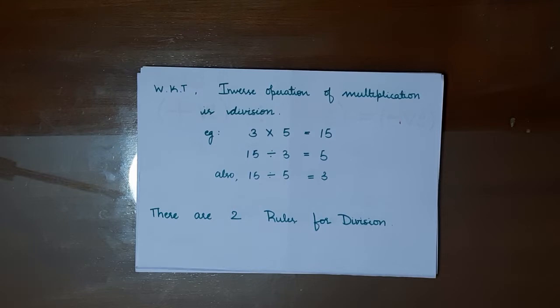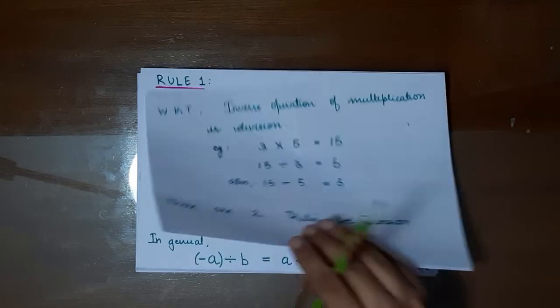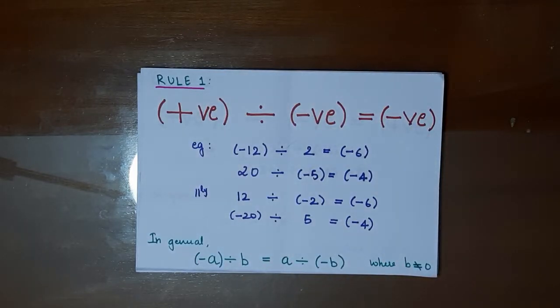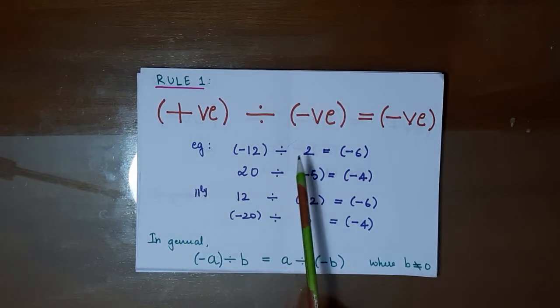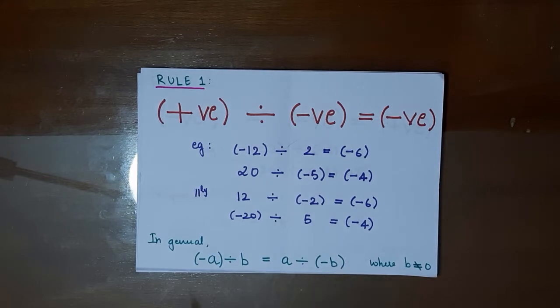There are two main rules for division of integers. Rule number 1. When we divide a positive integer by a negative integer or a negative integer by a positive integer, we divide them as a whole number and put a minus sign before the quotient. In short, whenever you divide a positive integer by a negative integer or a negative integer by a positive integer, the quotient is always negative.